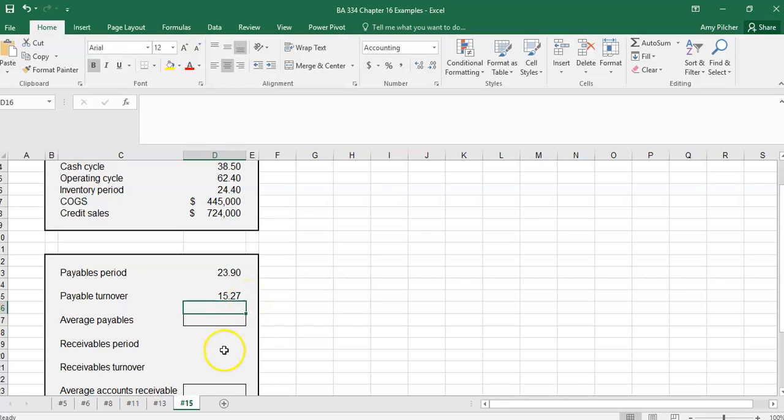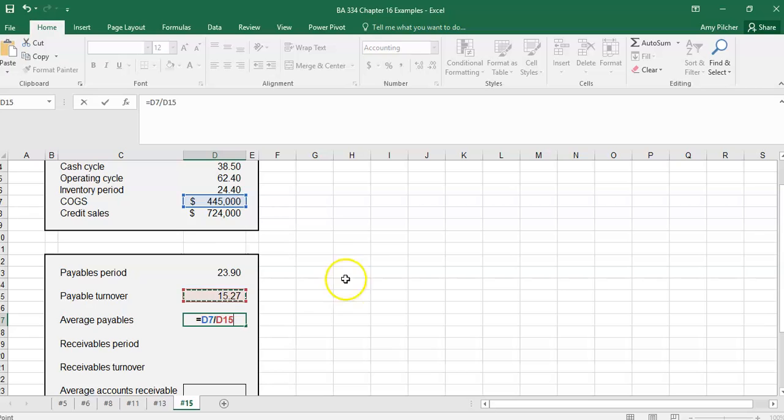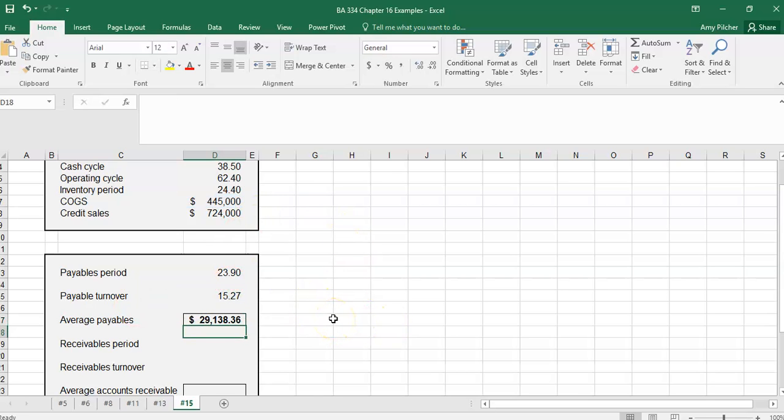So our average payables, if we rearrange that formula, we know that the cost of goods sold divided by the average payables equals payables turnover. So if we take the cost of goods sold divided by our payables turnover, that will give us our average payables. These are the same exact formulas that we've been using for financial statement analysis ratios. They're just being rearranged.